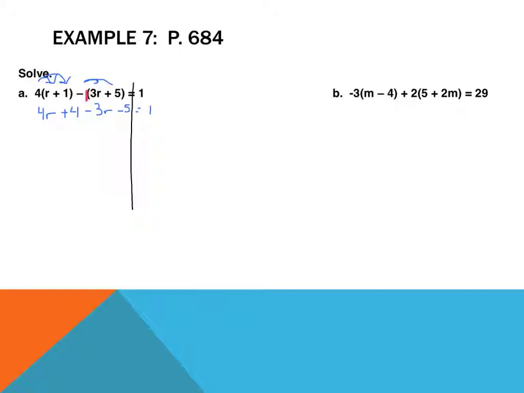Okay, my left side still is not simplified. I can combine like terms now. So 4r minus 3r is 1r, and 4 minus 5 is negative 1. So then my last step is to get r by itself. So if that's r minus 1, to get rid of the minus 1, I can add 1. And I get r equals 2.